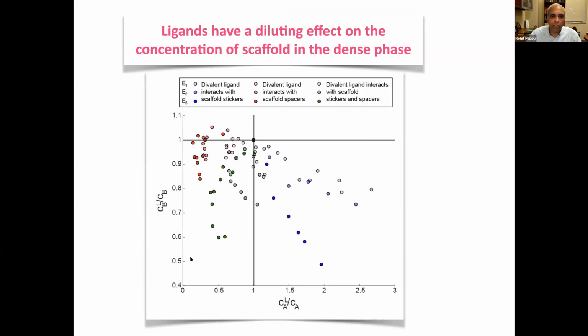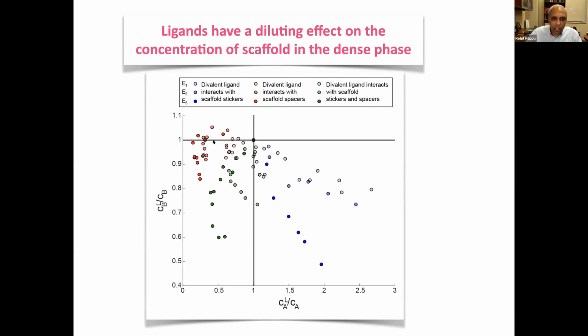Now, let's go back and ask the question that was left unanswered in the polyphasic linkage formalism: what do ligands do to the dense phase? It will turn out that ligands will have a diluting effect on the concentration of scaffold in the dense phase, no matter what. So we're doing the same thing. We're measuring the concentration of scaffold in the dense phase in the presence of ligand, and its ratio compared to the absence of ligand. I'll walk you through these slides. Divalent ligands that interact with stickers are destabilizing phase separation. And so what is the effect on the dense phase? We're diluting the dense phase.